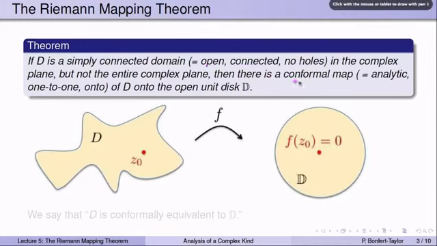Then there exists a conformal mapping, and those are again analytic, one-to-one and onto mappings, from D onto the unit disk. You could in addition require that f of z0 is equal to 0, but you don't have to require that. There are many choices. And in order to make this mapping unique, you're going to have to find a point that you want mapped under f to the origin, and you need even a little bit more to make the mapping unique. We'll look at that in a second. We say that this domain D is conformally equivalent to the unit disk. This theorem thus says that any simply connected domain that is not the entire complex plane is conformally equivalent to the unit disk.